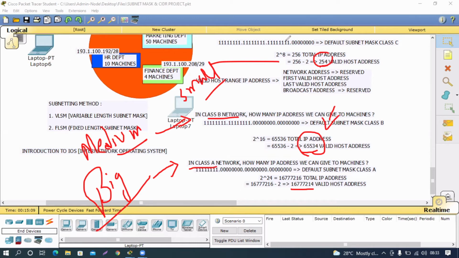So very big organizations like Google, Cisco, Microsoft, these are very big enterprise level organizations. This is where you will see that they're using class A or class B network. But most of the time you will see that companies are using class C or at most class B network. Class A network is for very huge companies, while we have lots of machines, like lakhs of machines. This is when you would see class A network is getting used.